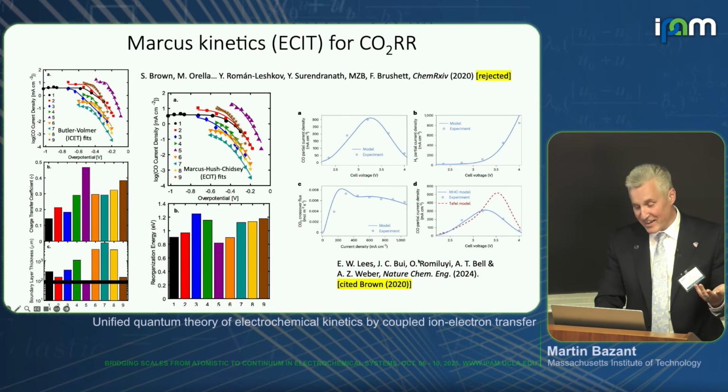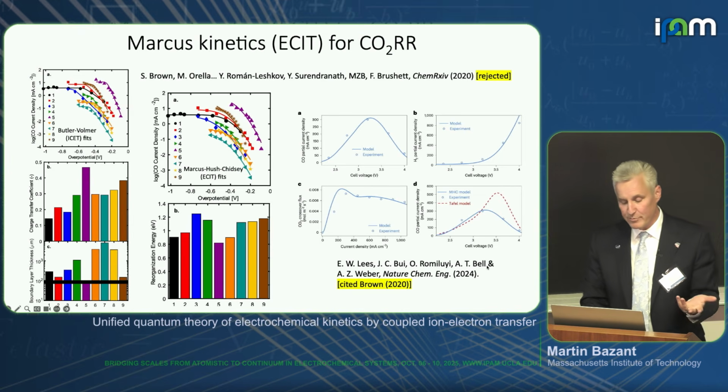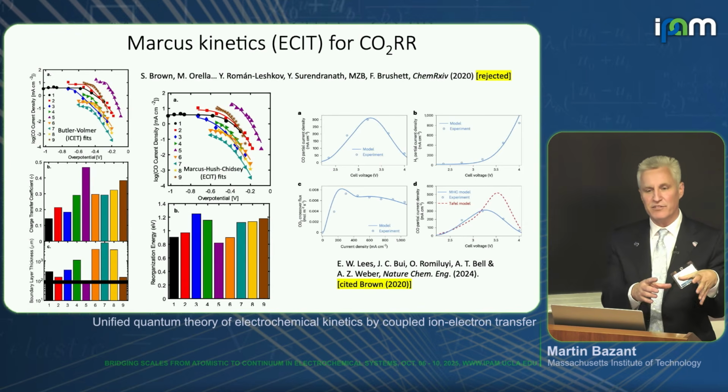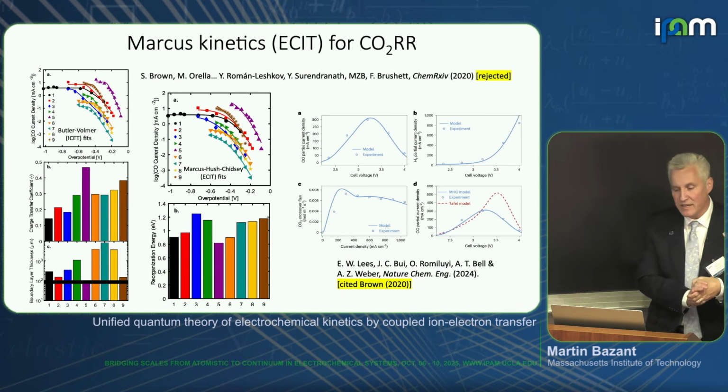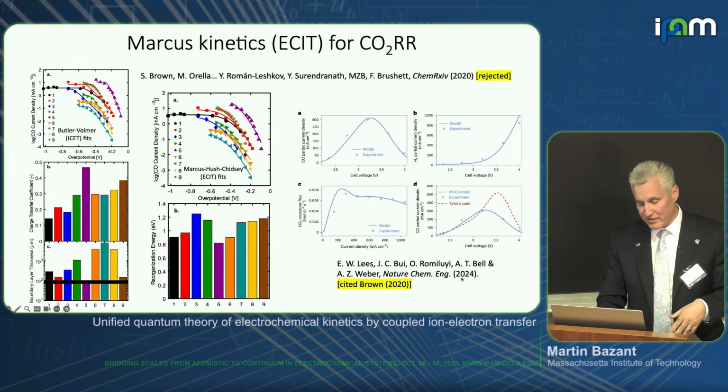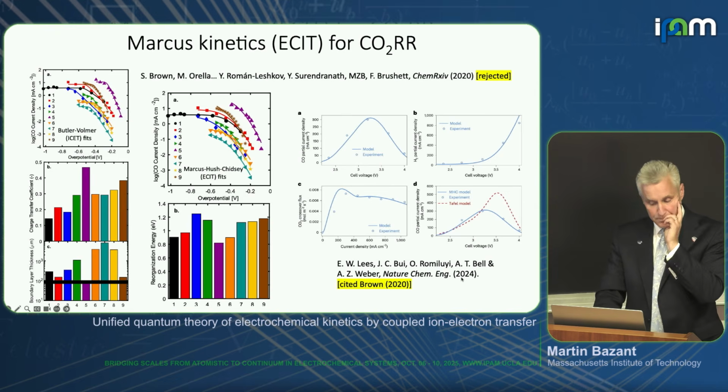But then I noticed that other people read this ChemRxiv preprint, including this group at Berkeley, Bell and Weber, and they found that it fit their data quite well for carbon dioxide reduction in real devices, in electrolyzers, and showed that it worked better than Butler-Volmer. This was just published last year in Nature Chemical Engineering. There are a few other papers, too.